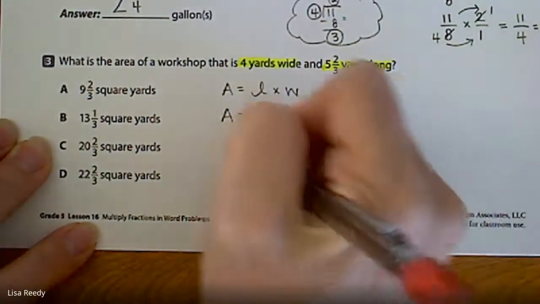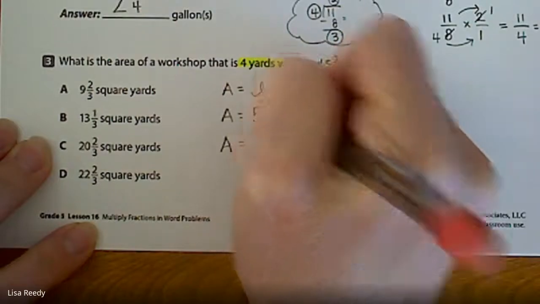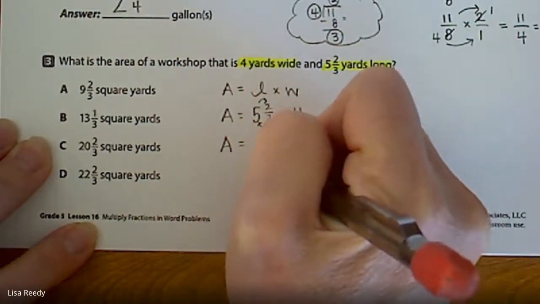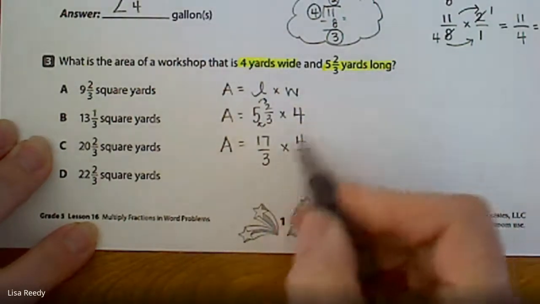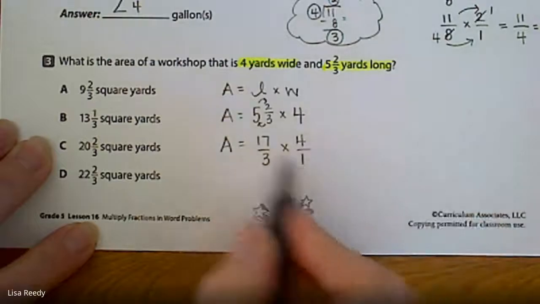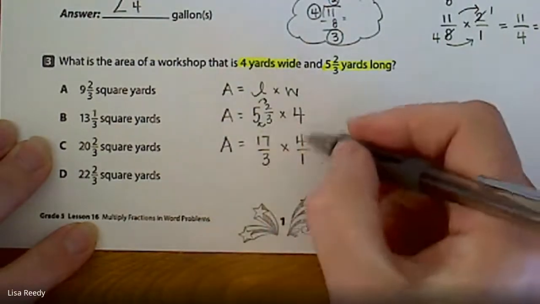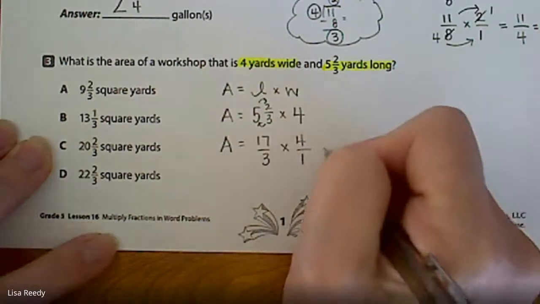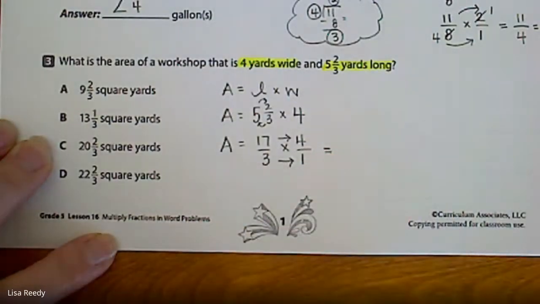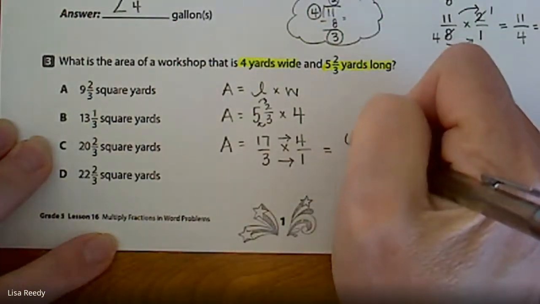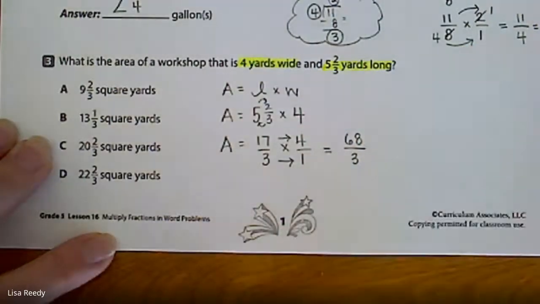I know that I need to change those to improper fractions. 3 times 5 is 15, plus 2 is 17 thirds, times 4 over 1. I cannot simplify 3 and 4. I cannot simplify 17 and 1. I cannot simplify 17 and 3. I cannot simplify 4 and 1. So I can just multiply across. I'm just going to tell you right now that 17 times 4 is 68. And 3 times 1 is 3.